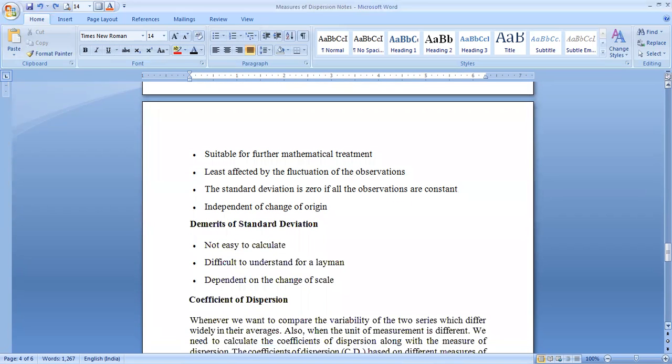Now next we take the demerits of the standard deviation. It is not easy to calculate, because of the complexity of the formula, the calculation of standard deviation is not very easy. It is difficult to understand for a layman, for an ordinary person, and it is dependent on the change of scale. So again, we can see it is dependent on the change of scale. So these are the demerits of the standard deviation.